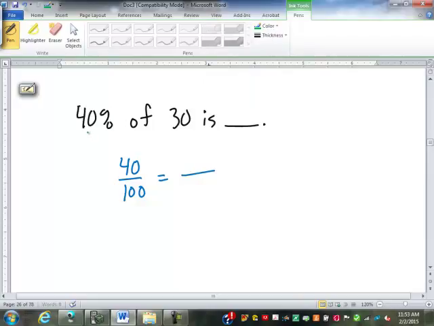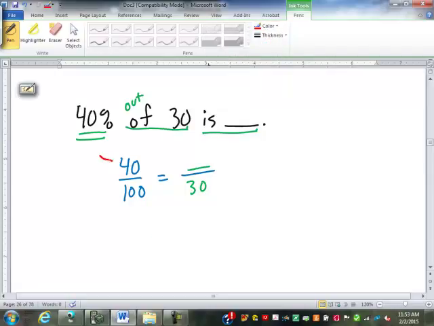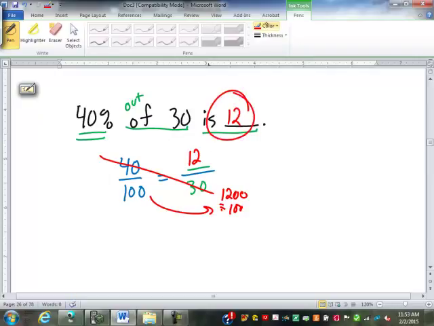Again, I would look at it this way. 40% of 30 implies that the 30 goes on bottom. Also, 40% is blank, implies that the blank goes with the 40. We cross multiply. 40 times 30 is 1,200. And divide by 100 gives us 12. So 40% of 30 is 12.